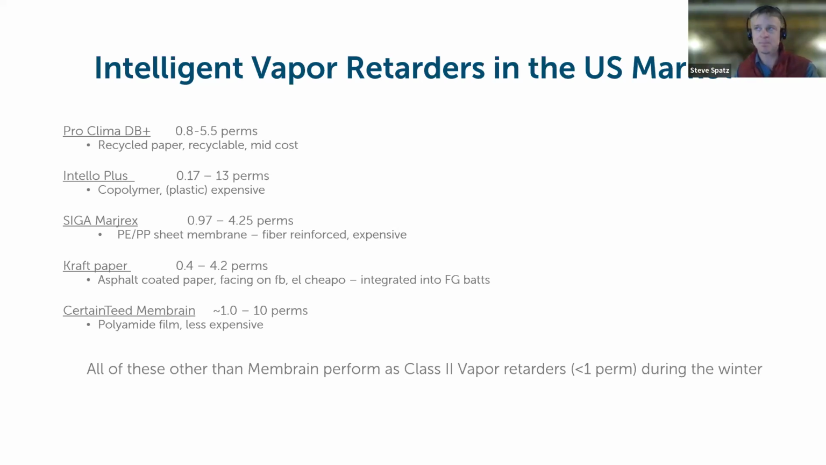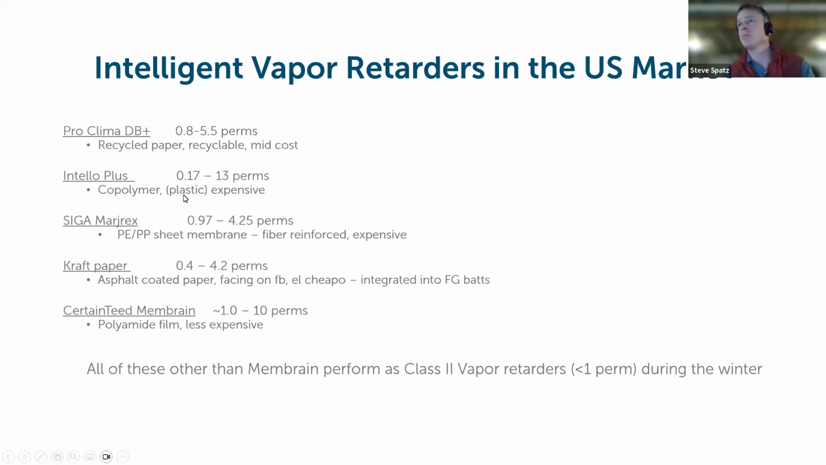So these are some of the intelligent, smart vapor retarders that are available in our market that we do see come into play. The Intello is probably the most common one, and the one that I've seen as being most effective in my mind, and that I've used a lot. You can see the range of the permeability of the products based on the manufacturer's testing.